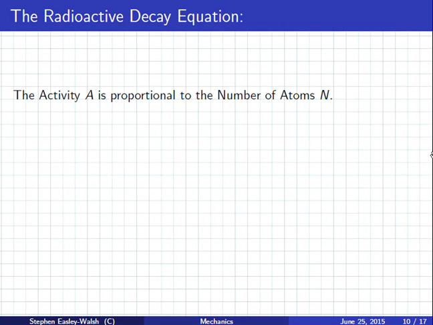So now we're going to have a look at our first equation for radioactive decay. It's a relationship between activity and the number of atoms n. And in fact, the relationship is a very simple relationship. We have activity is proportional to the number of atoms. So A is proportional to n.